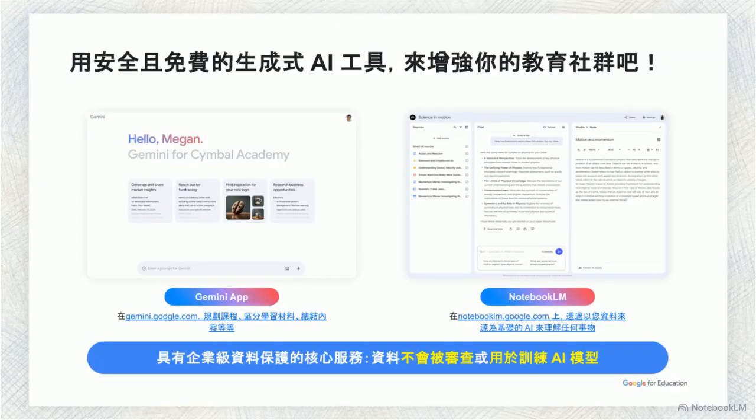Look at this interface showing our dual toolkit. On the left is the Gemini app, your engine for creative generation and planning. On the right is Notebook LM, your grounded expert for analyzing specific documents.